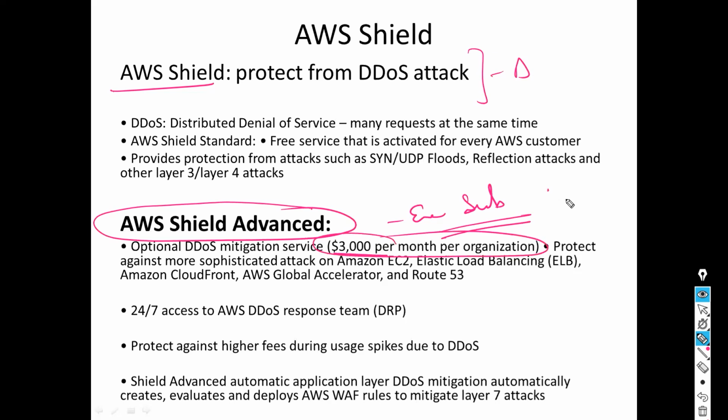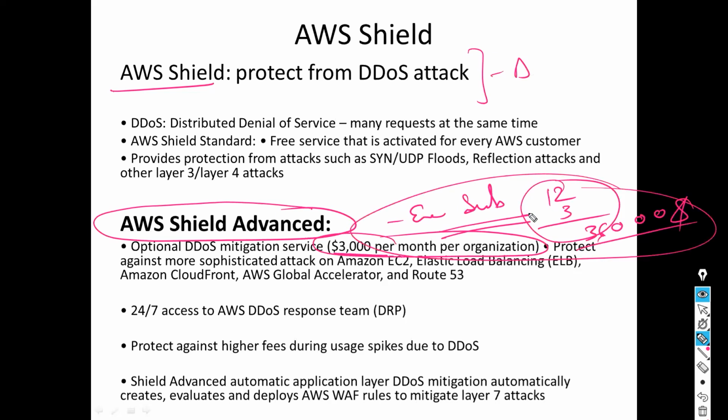Just calculate: in 1 year, how much are you paying? $36,000, just to protect against DDoS. So you have to ensure what else it is protecting you from, other than advanced DDoS. I will tell you what an advanced DDoS attack is, and you also get DDoS support. Similarly, there is protection against higher fees during high usage spikes. Similarly, layer 7 attack. Now let me explain that.